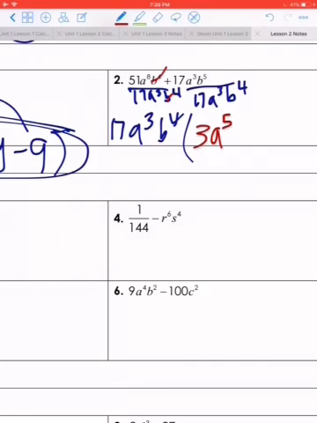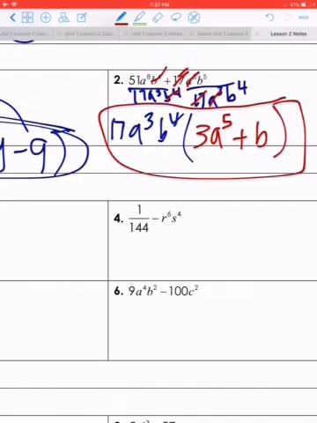B to the 4s would cancel. Then I would copy the plus. The 17s would cancel. The a to the 3rds would cancel. And b to the 5 minus 4 would be b to the 1st, or just b. Okay, so that's how I find what's left, by dividing out.